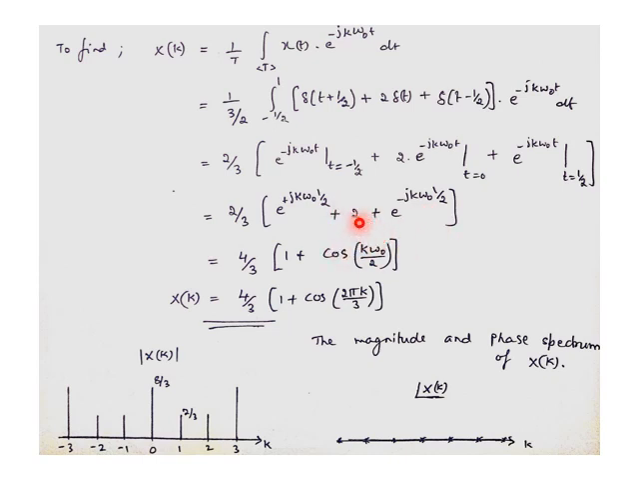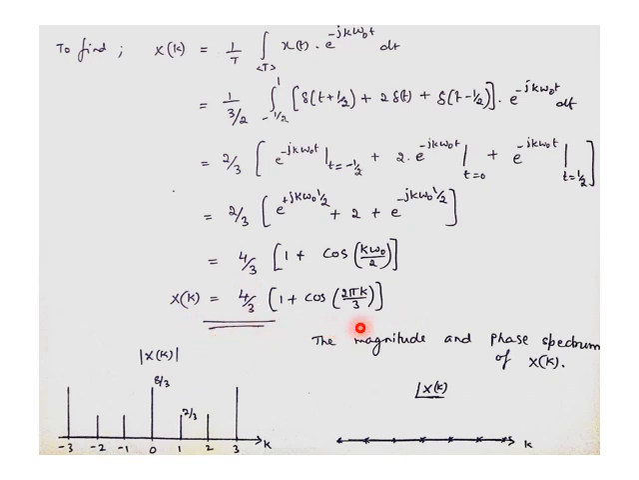If you do, 2 is common out here, taking 2 outside gives 4 by 3. So what is remaining? 1 plus cos of k omega naught by 2. However, in the earlier slide we mentioned omega naught is 4 pi by 3, so here it is just a mistake, there should be a 4 here. So it is 1 plus cos of 4 pi k by 3, into 4 by 3. This is x of k.